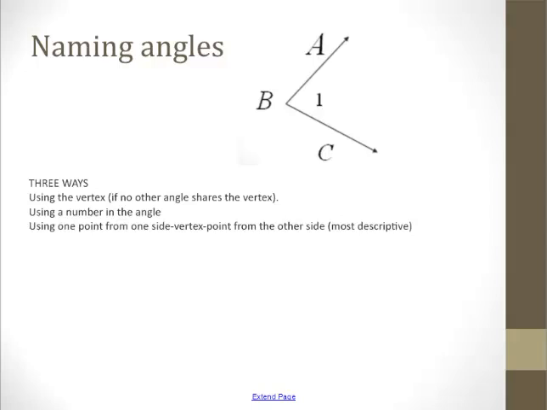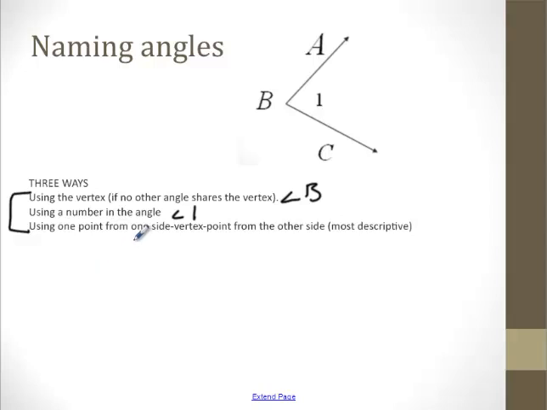Now, when we name angles, there's 3 very specific ways. You have to have these memorized. You can use the vertex. I could call this angle B. Now I'm able to use that because there are no other angles in this picture. If there are other angles connected to one point, we can't use just one letter. You could use a number. You're going to see me throughout this whole course use numbers to name angles because really it's just easier. Angle 1, angle 2, angle 3.